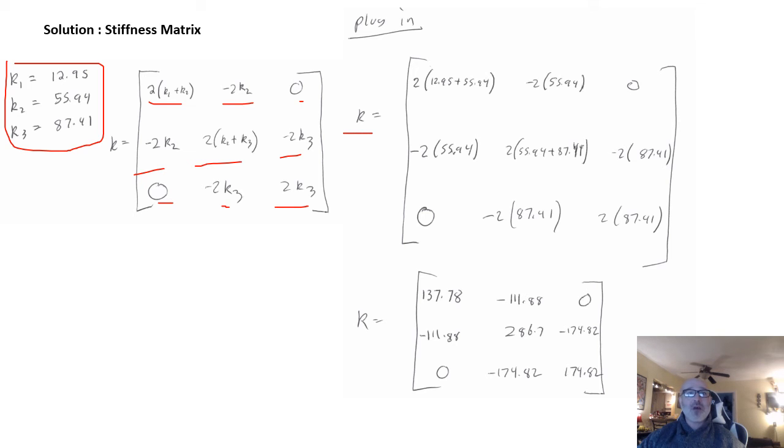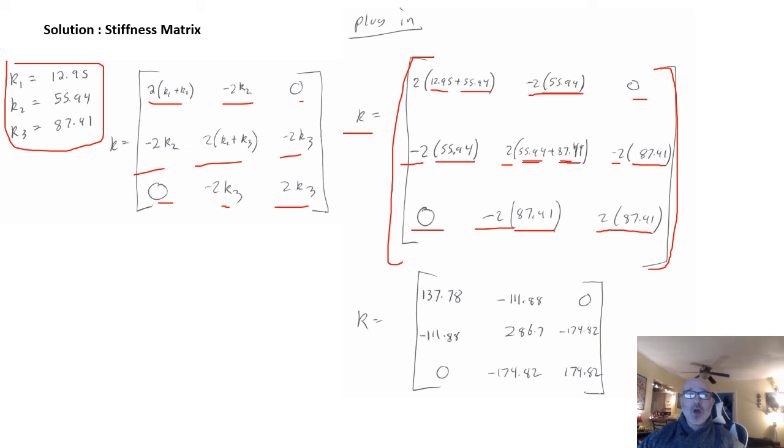those known values. So our K matrix now becomes, when we plug everything in here, 2 times my K1 plus K2, or my 12.95 plus 55.94, negative 2 times K2 where my K2 is 55.94, 0 is still 0, this is negative 2 times K2, or 55.94, 2 times, now this is a K2 and a K3, or 55.94 and 87.41. And then this is negative 2 times K3, which is 87.41. This is still a 0. This is negative 2 times my K3, or 87.41, and positive 2 times my K3, or 87.41 there. Do out my math, and this is my K matrix. Have up here 137.78, negative 111.88, 0, negative 111.88, 286.7, negative 174.82, 0, negative 174.82, and 174.82.